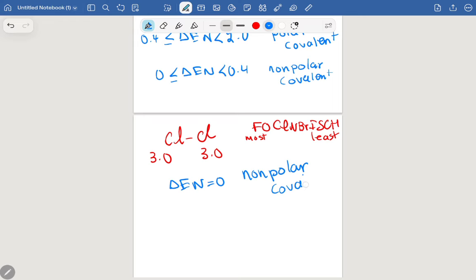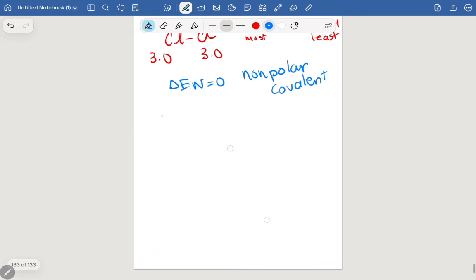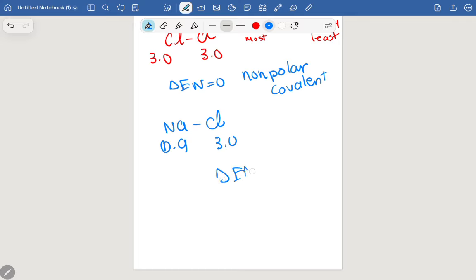Now, let's say we took another example, NaCl. Na would be 0.9, and Cl would be 3.0. So the delta EN, 3.0 minus 0.9, is 2.1. So this is greater than or equal to 2.0. That means it is for sure ionic.